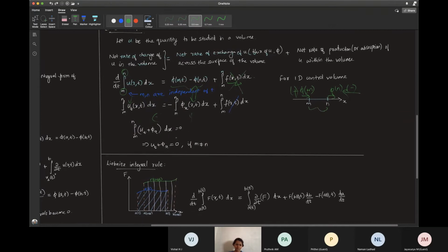When m and n are different, this integral is equal to 0 in two cases. One is this quantity being 0, and the other is when m is equal to n. So if we consider that m is not equal to n, then the integral of this quantity equals 0 is possible only when ut plus phi x equals 0. So this is how you obtain the differential form of conservation law from the integral form of conservation law.